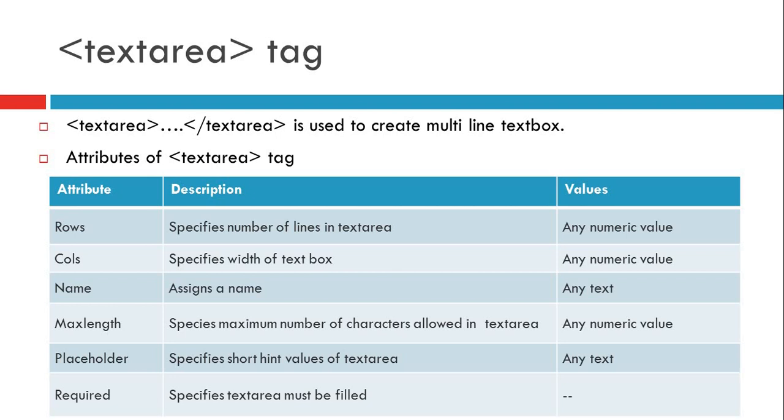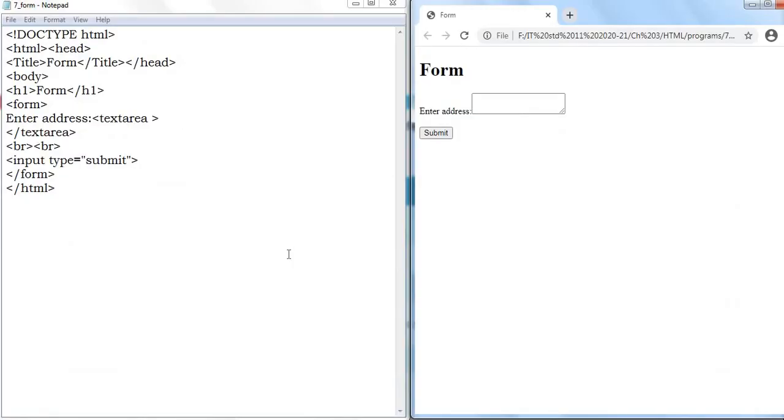Students, let us understand this tag with the help of an example. Students, here we can see the notepad file where we have written the code using text area tag. Alongside, we can see a form which is displaying a multi-line text box. Let us have a look at the code.